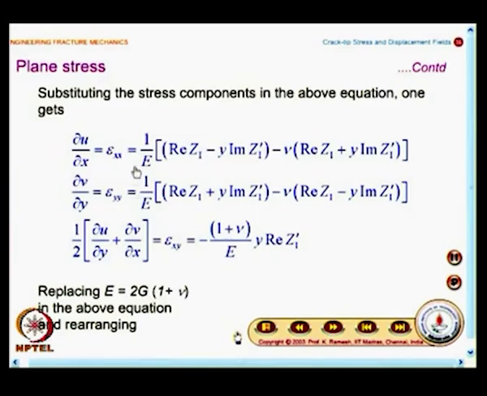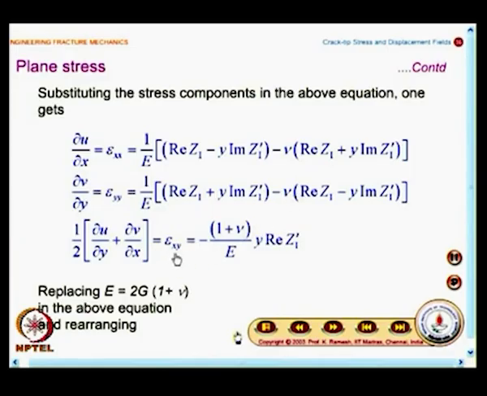And what we have done now is, from the stress strain relationship we have written the strain quantities. So epsilon xx turns out to be 1 by Young's modulus multiplied by real part of Z1 minus y imaginary part of Z1 prime, minus of nu times real part of Z1 plus y imaginary part of Z1 prime, and epsilon yy is very similar. There is a change in the sign here and there is a change in the sign here, otherwise the basic expressions look very similar.